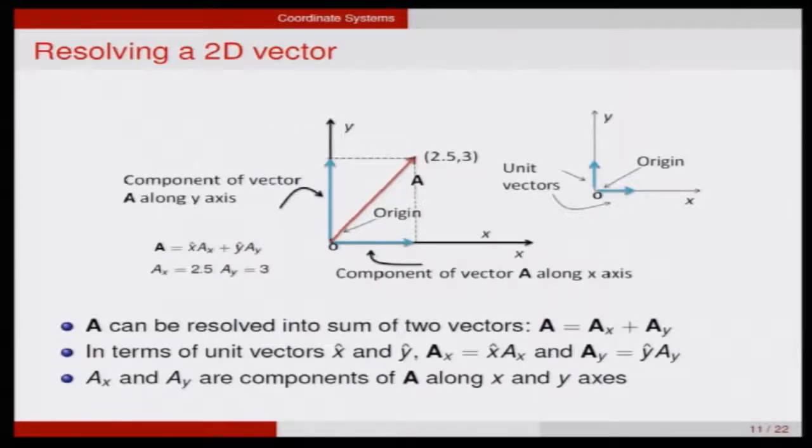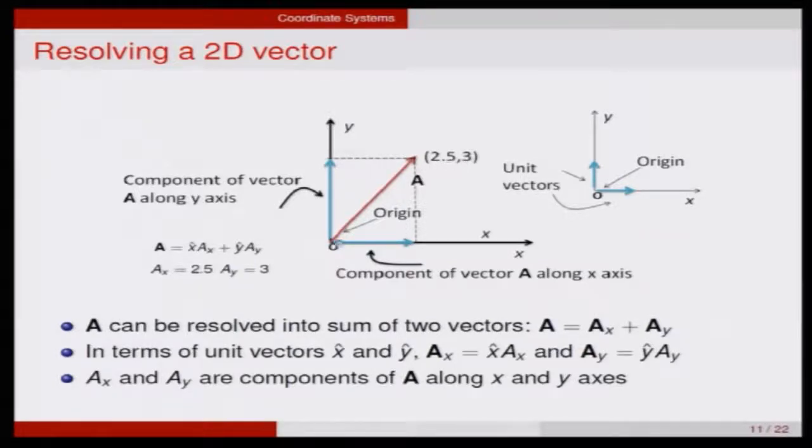So you have a vector A which is referenced with the origin O here, and let us say this vector A is terminating at the point 2.5 and 3. What does this 2.5 and 3 mean? If you forget the vector A, this simply gives you the location of the point 2.5 and 3 in the two dimensional space that is described by x and y, correct. All points are specified by 2 coordinates. So in this particular case, the vector A goes from the origin and terminates at 2.5 and 3.